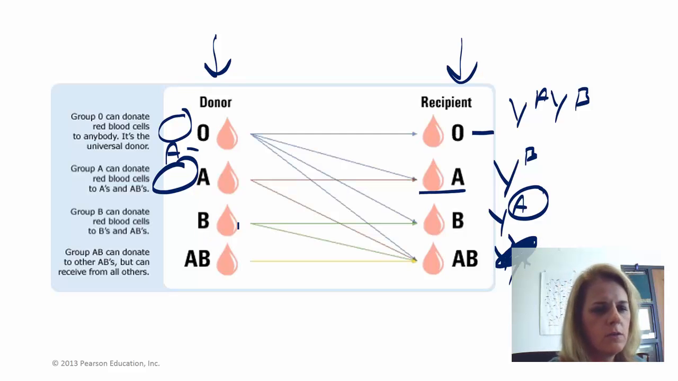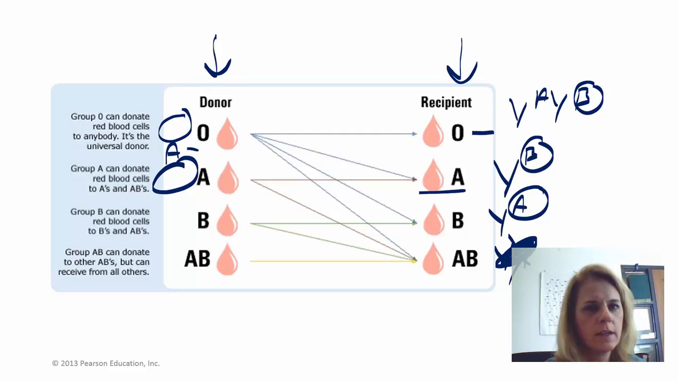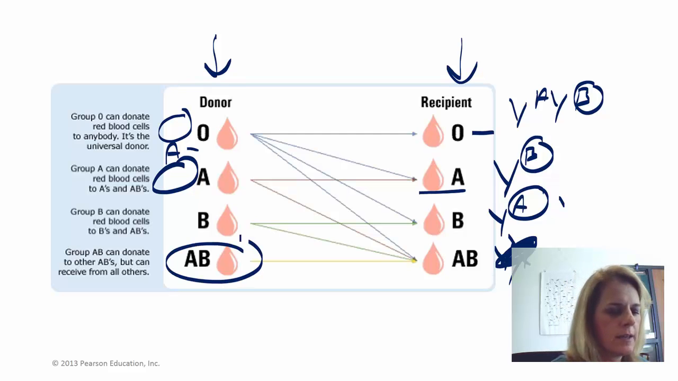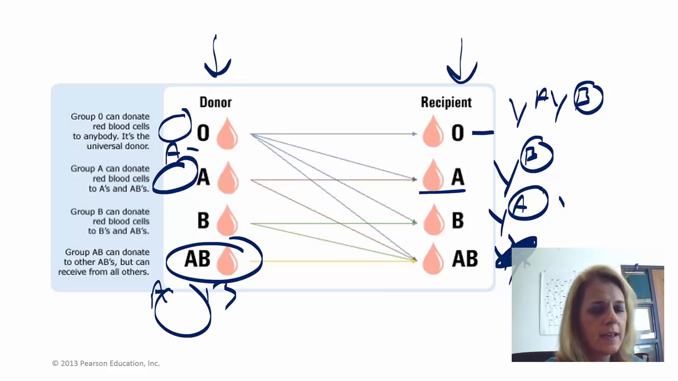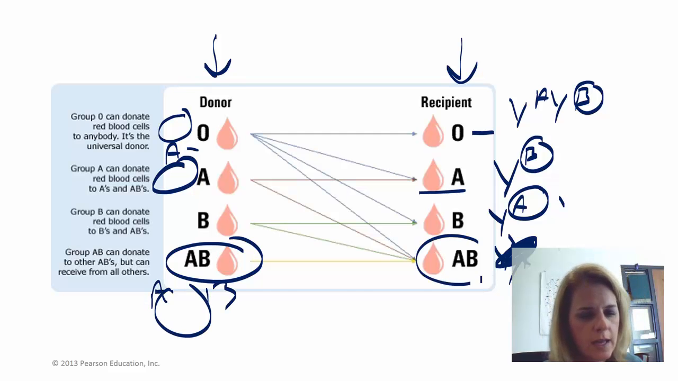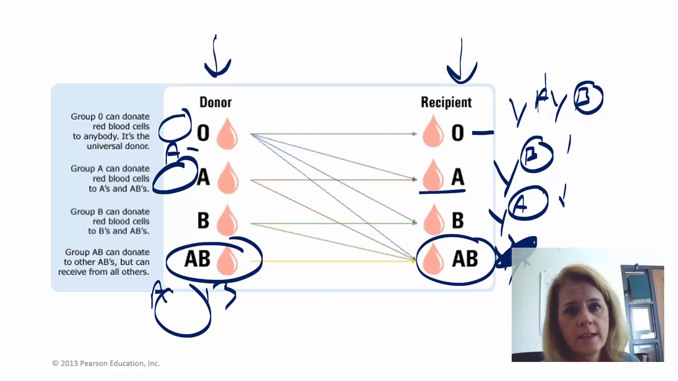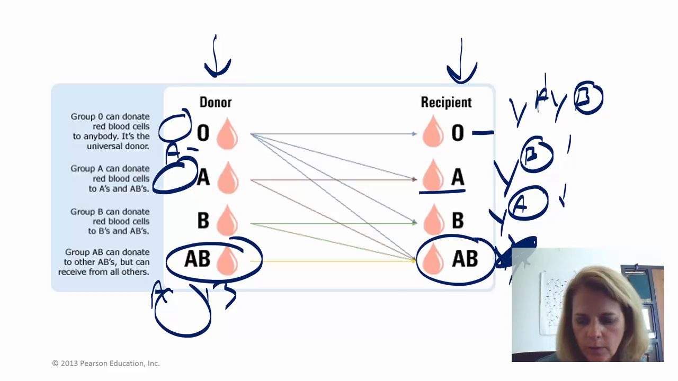B. Can B give to O? Nope. Can B give to A? Nope. Can B give to B? Yes. Can B give to AB? Yes. AB has the A and the B. It can only give to AB, okay, because everybody else is going to react to it because they either have the anti-A or the anti-B or both. So that's what they're doing when they're looking at your blood type and seeing who can give to who, all right?